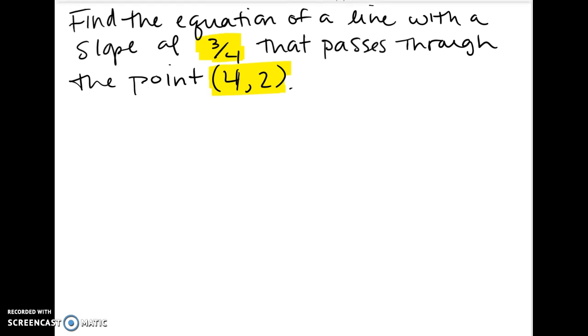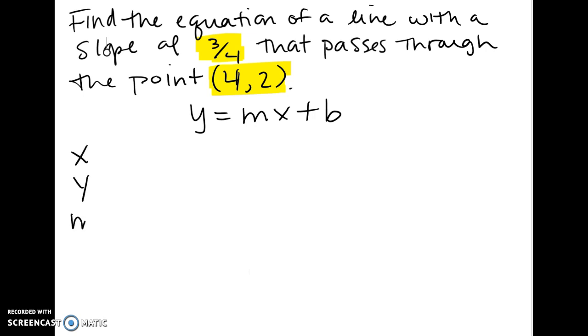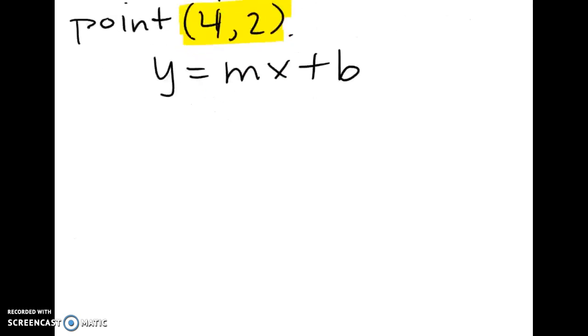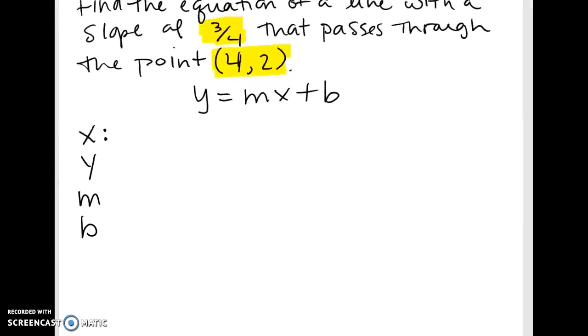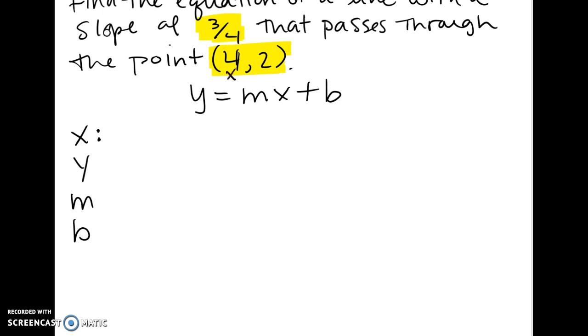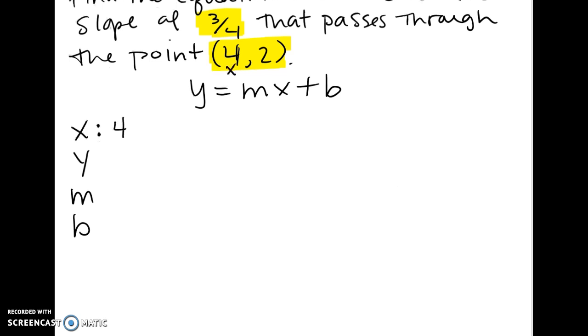Where we start with this is first recognizing that our equation will be y equals mx plus b, and thinking, what information do I already know that goes into this equation? So off to the side, I'm going to write x, y, m, and b. Do I know my x? Well, I do. I am given an x, and that is 4.